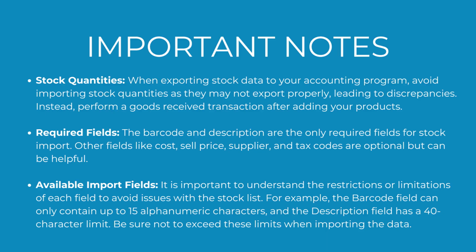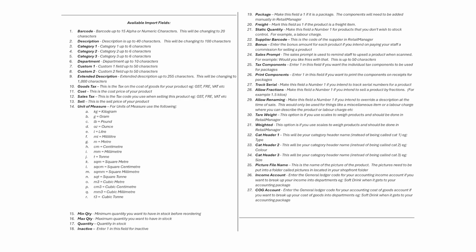Available import fields. It is important to understand the restrictions or limitations of each field to avoid issues with the stock list. For example, the barcode field can only contain up to 15 alphanumeric characters, and the description field has a 40-character limit. Be sure not to exceed these limits when importing the data. Here is a list of the available fields with information you need to be aware of if you plan to import them. You can pause the video and read as needed.